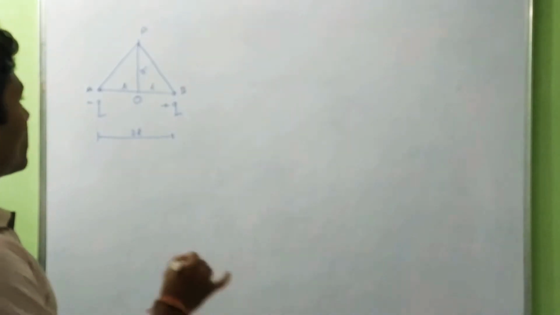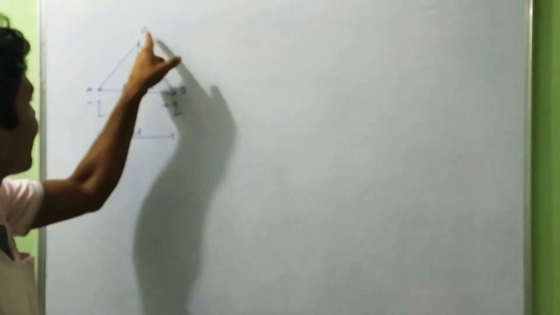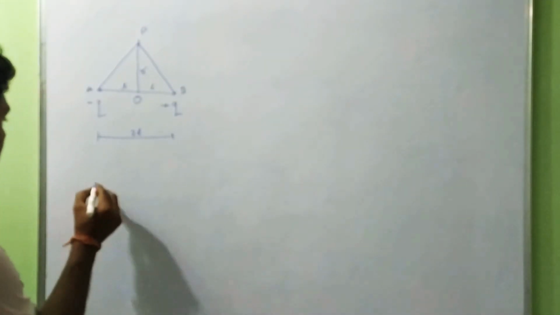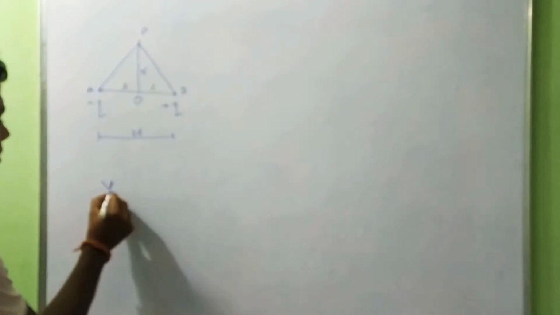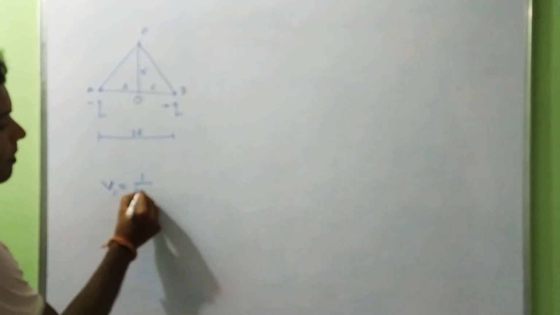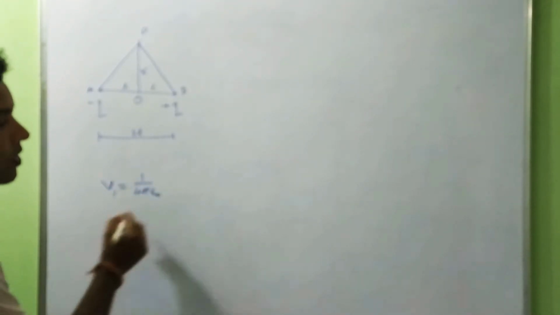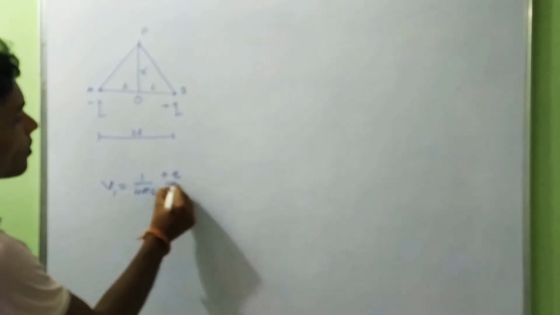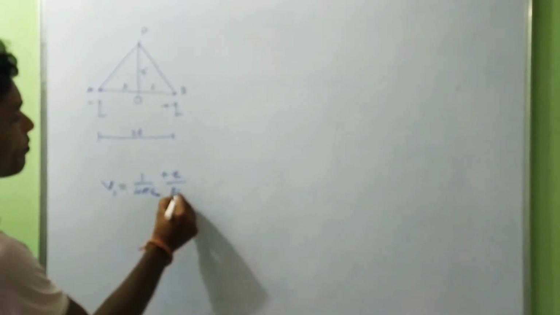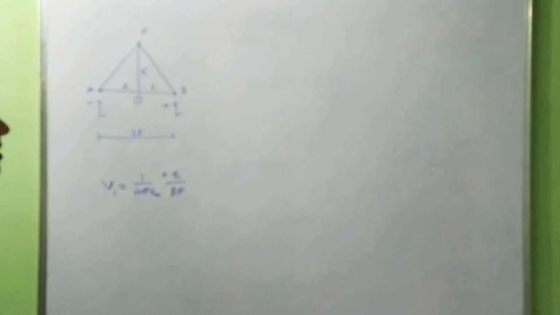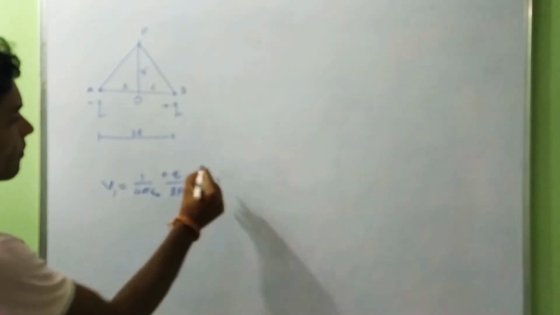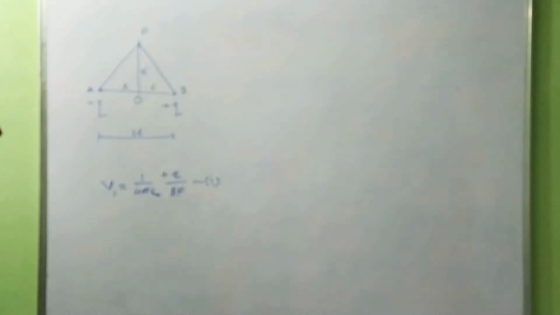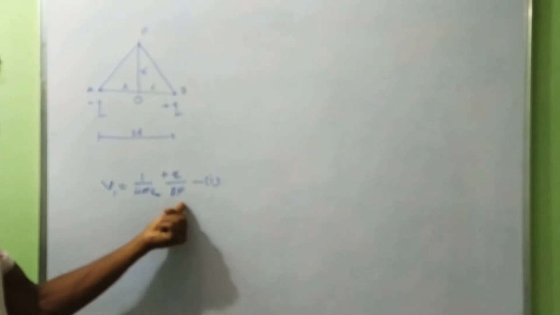Now the potential at this point due to plus Q charge will be V1 equals 1 upon 4 pi epsilon naught times plus Q upon distance BP. This is equation first. Now, what is the value of BP?